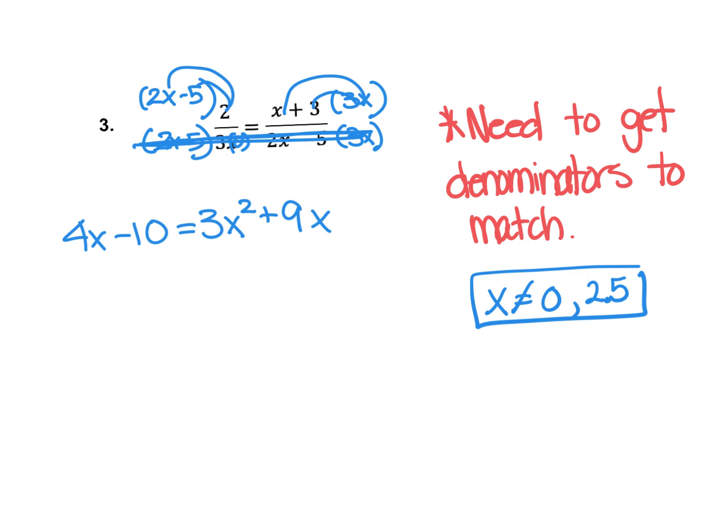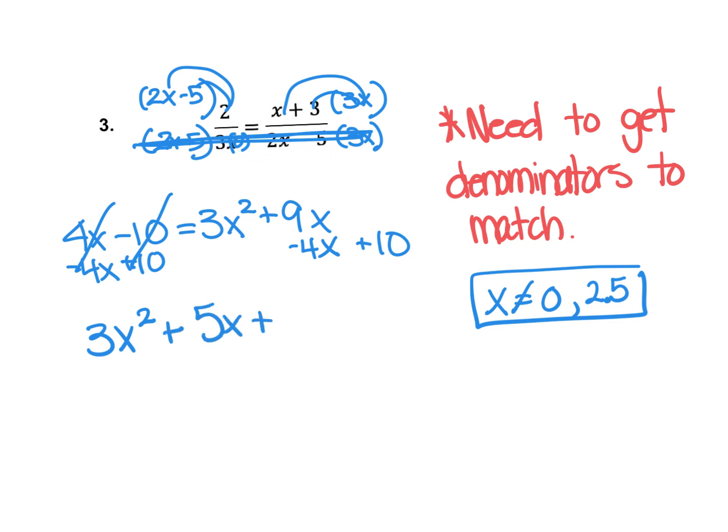All right, so let's go ahead and we're going to solve this. I'm going to subtract the 4x on both sides. We're going to move everything over to the other side, and then I'm going to also add the 10 because we're making it equal to 0. So then these cancel out over here, so we have 3x squared plus 5x plus 10 is equal to 0.